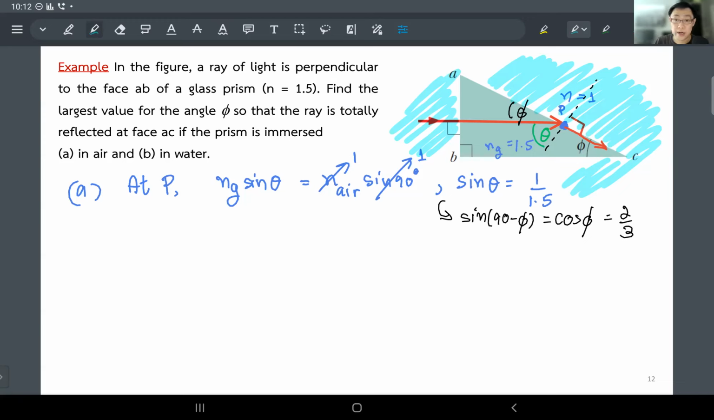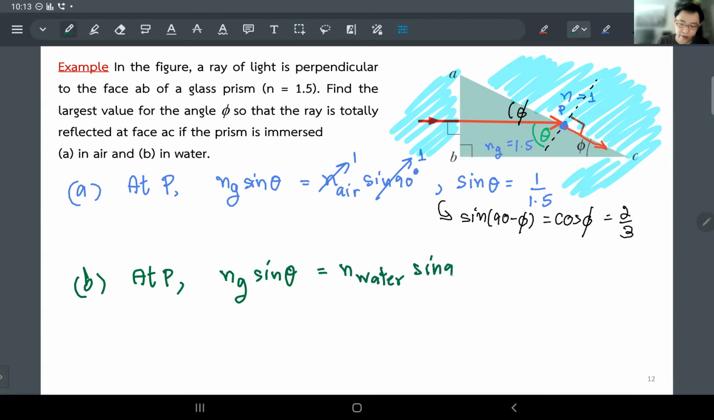Cool? All right, the only thing that is going to change is the n that you're going to use. You just replace n of water in the position of n air, and you will be done. And that's it, guys. So let's do that. Part B, at the same point, starting from the glass, it's going to be n_g sine theta. Now the second interface is going to be in water, but you're still using the 90-degree refracted ray anyway.